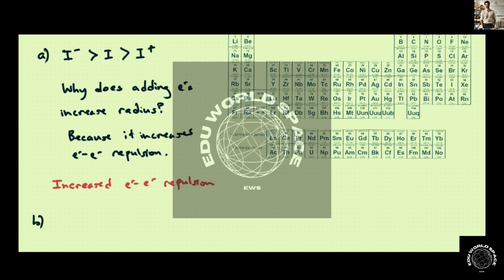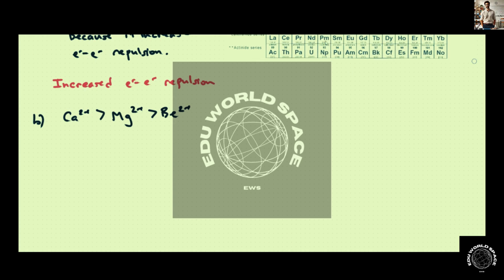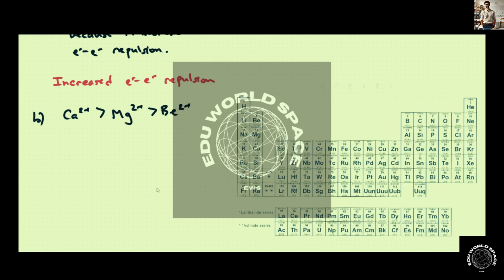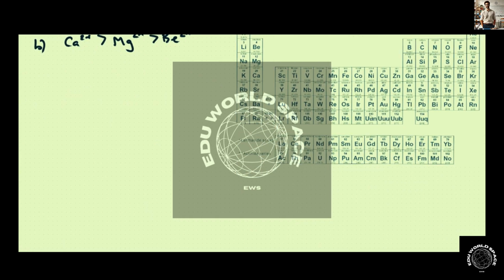In part B, looking at Ca2 plus is greater than Mg2 plus is greater than Be2 plus. For this problem, both the number of protons and the number of electrons are changing. So it's a little trickier. We can't just logic through it as easily as we did the last one.